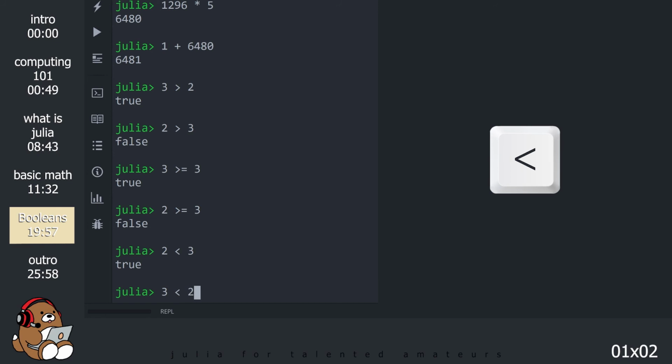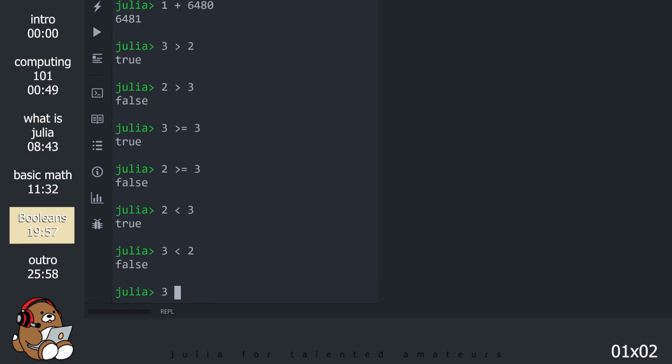And again, this is read, is 3 less than 2? Of course, that's false. And this is read, is 3 less than or equal to 3? And that's true. This is read, is 3 less than or equal to 2? And of course that's false.